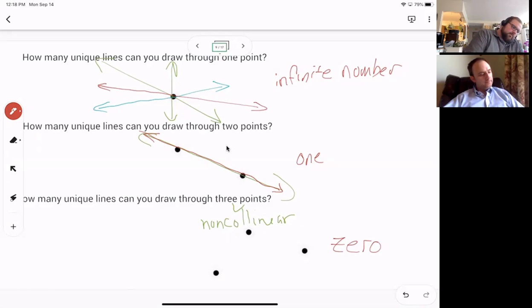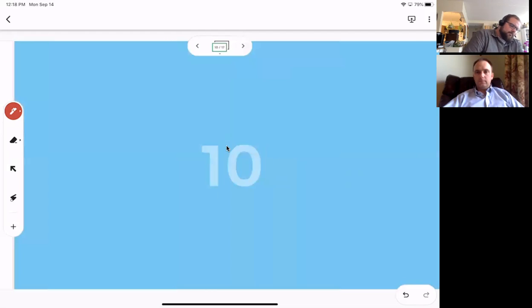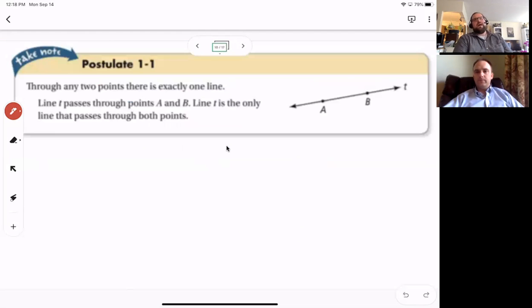Beautiful. Cool. So what this really does is this lets us look at the first postulate that we're going to see this year. What's a postulate? I forget. A postulate is something that we cannot prove mathematically, but we have to accept as true.